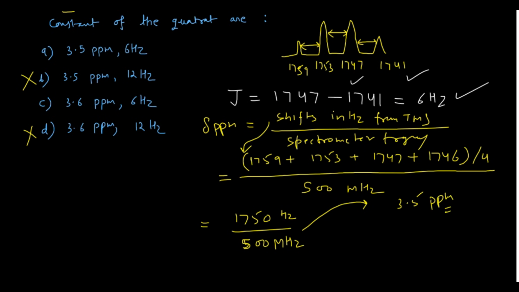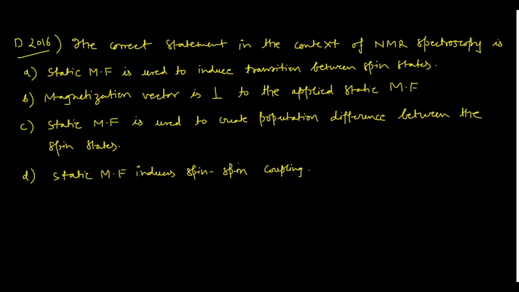Okay, so you know this is in megahertz, this is in hertz, so there is a concept of 10 to the power 6 and 10 to the power minus 6, so you can get your answer actually. So I am straightforwardly solving this one. So 3.5 is the chemical shift and 6 hertz is the answer. So 3.5 and 6. So option A in that case looks like the correct option, so we can mark this one. Okay, now moving to the next problem, what does it say.